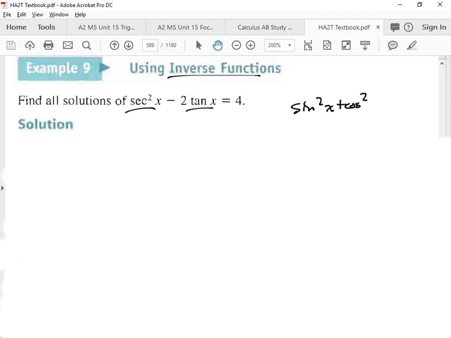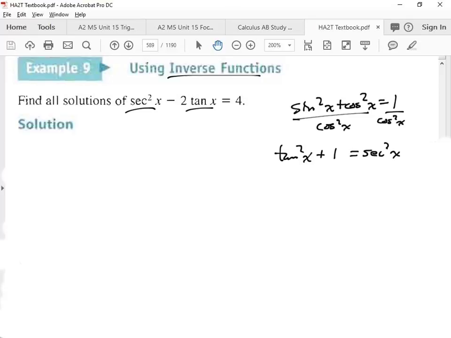So I have cosine squared x plus sine squared x equals 1. And then if I wanted to get tangent, I would have to divide both sides by cosine squared x. And if I divide both sides by cosine squared x, I get secant squared x. And on this side, I get that divided by that, which is tangent squared x. And then that divided by that, which is now 1.